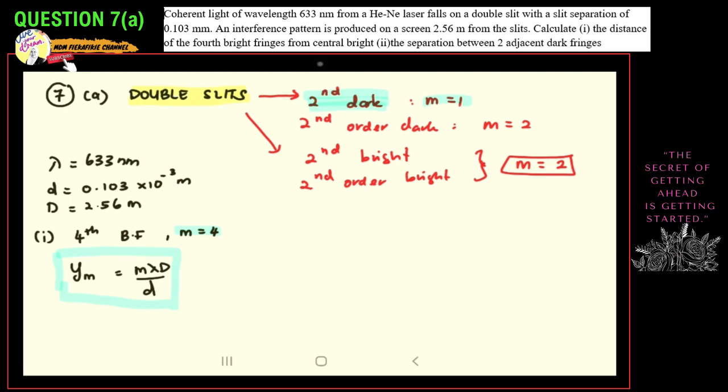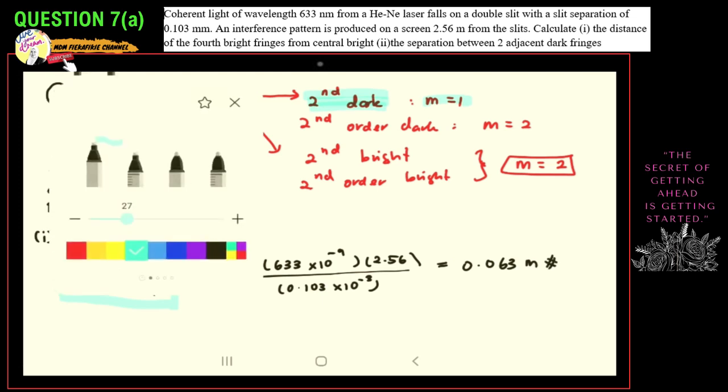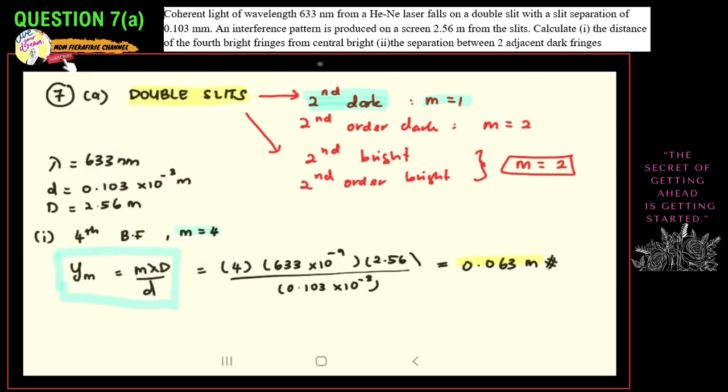Okay. So now let's substitute all the values. So since we want to calculate the fourth bright, so M, the number of order is 4. Okay. Lambda 633 exponent negative 9. And capital D is 2.56 over small d is 0.103 exponent negative 3. Press your calculator, 0.063 meter. So this is the answer. Okay.